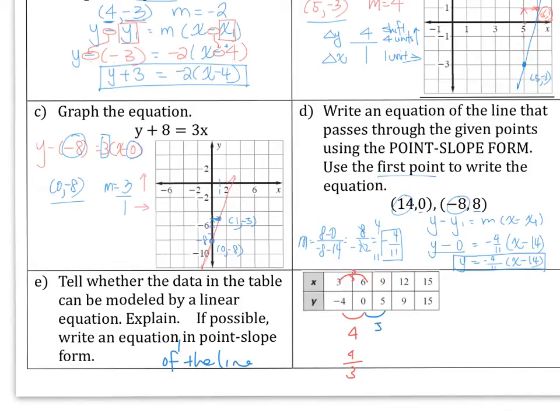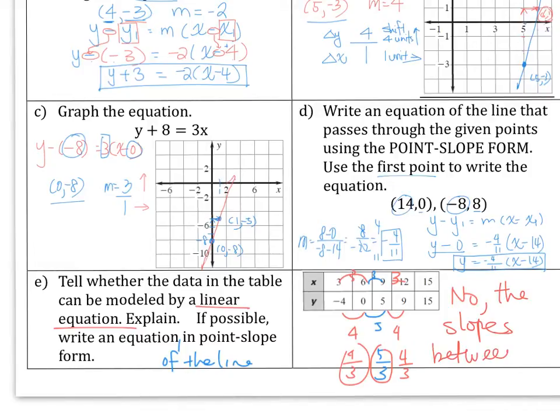Now we can look at the next pair. 5 minus 0 is 5. 9 minus 6 is 3. So that's 5 over 3. Now let's look at one more pair. 9 minus 5 is 4. 12 minus 9 is 3. 4 over 3. Well, if we already have a pair whose slope is different from the first pair, we can just assume that these points won't form a linear equation. So we can write no, the slopes between the points are inconsistent.